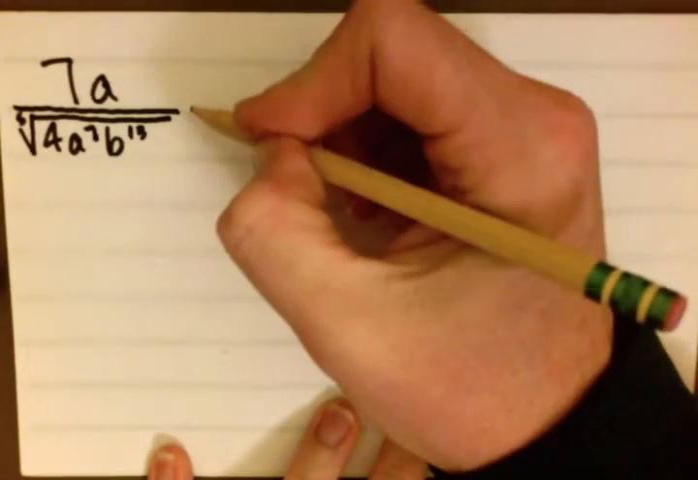Our question here is a fraction. We have 7a over the fifth root of 4a to the 7th b to the 13th. And we are tasked with rationalizing the denominator. So here we go.